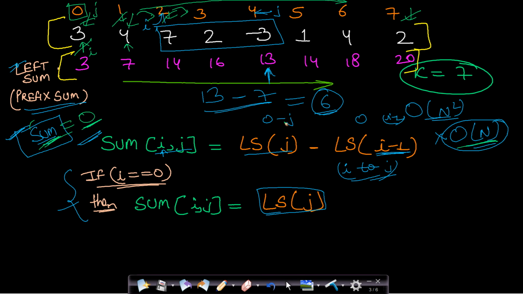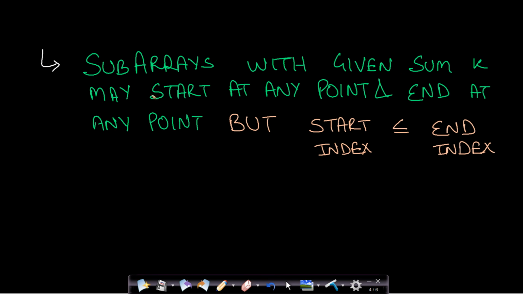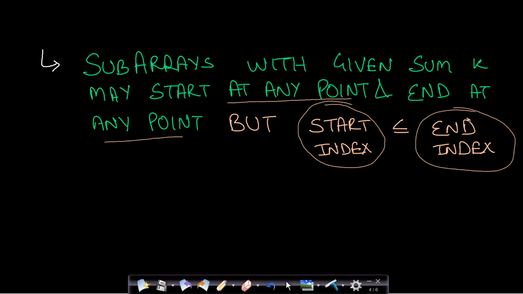Now this solution is n square and this is taking a lot of time. So is it possible to solve this in just a single traversal? Let us see what we can do for a single traversal approach. Subarrays with given sum k may start at any point and end at any point, but the starting index is always less than or equal to the ending index. So this is very obvious.